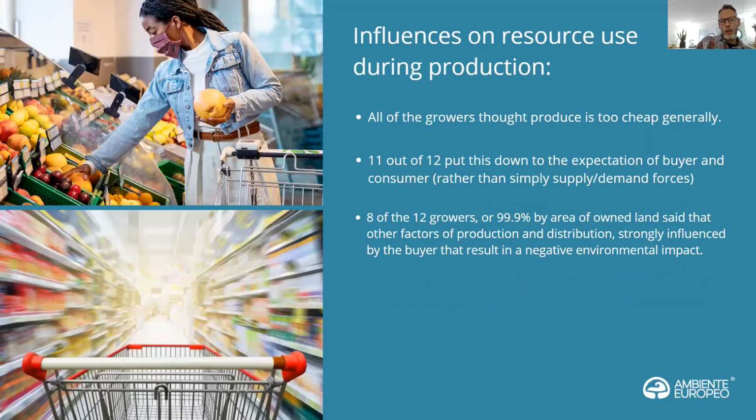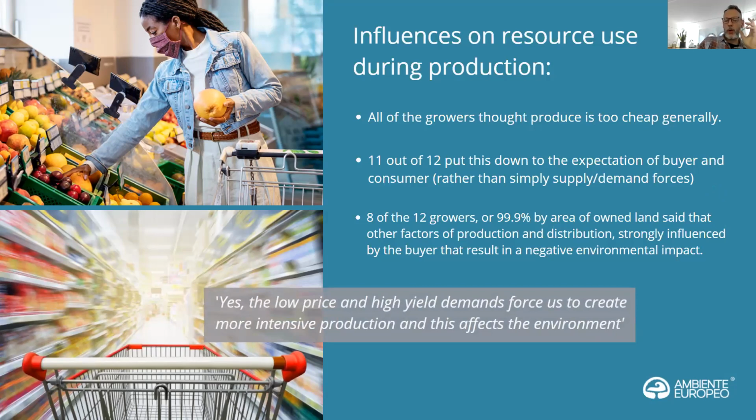We also looked at the growers' view of how other people's perception of the market, so the buyers and the customers. All of the growers thought produce is too cheap generally. You might think that's an obvious thing. 11 out of 12 put this down to the expectation of buyer and consumer rather than simply supply-demand forces. So it's not just simply competition from other areas or between each other. 8 of the 12, or 99.9% by area, said that other factors of production and distribution strongly influenced by the buyer resulted in a negative environmental impact.